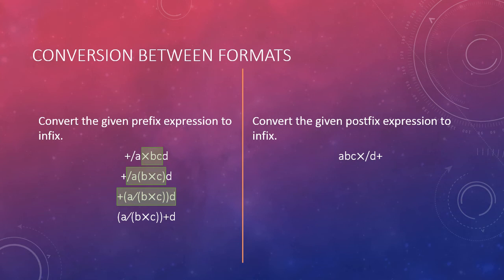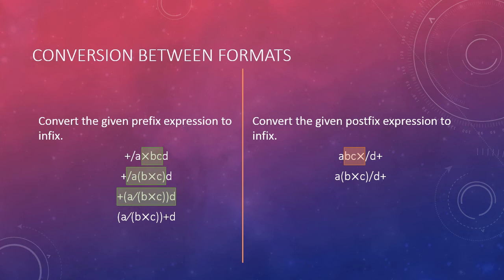Again, I start scanning from the left towards the right. Now I am looking for a pattern in which I have two consecutive operands followed by an operator. A is an operand followed by another operand, but the second operand is not followed by an operator. B is an operand followed by another operand C, which is followed by an operator multiply. This is the pattern I was looking for. BC multiply can be written as B multiplied with C. I have used brackets again.